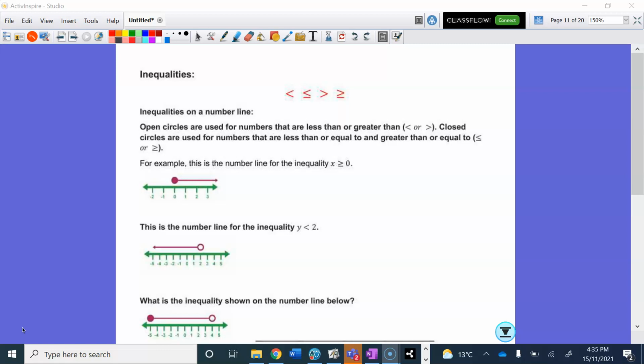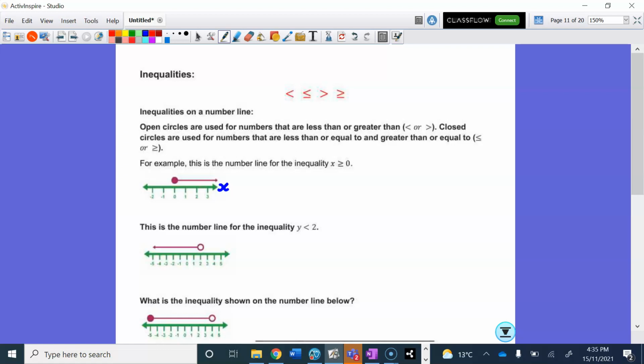So in the first example there, you can see the inequality is x is greater than or equal to 0. And so this basically means that the number line that represents that is a number line representing x values. And because we want greater than or equal to 0, we need the coloured in circle, meaning equal to, and we need the arrow pointing to the right, meaning greater than. So the combination of both, greater than 0 and equal to 0.